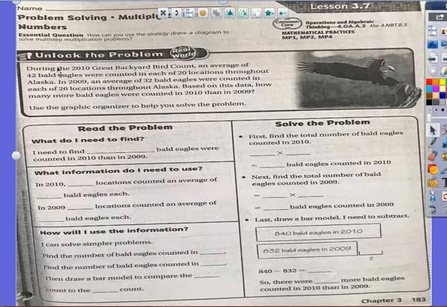So here's the problem. During the 2010 Great Backyard Bird Count, an average of 42 bald eagles were counted in each of the 20 locations throughout Alaska. In 2009, an average of 32 bald eagles were counted in each of the 26 locations throughout Alaska. Based on this data, how many more bald eagles were counted in 2010 than 2009? Use the graphic organizer to help you solve the problem.